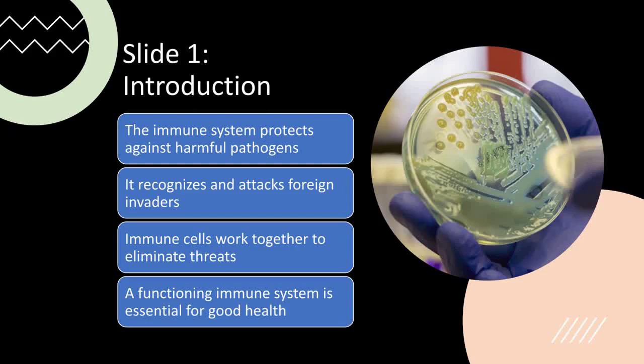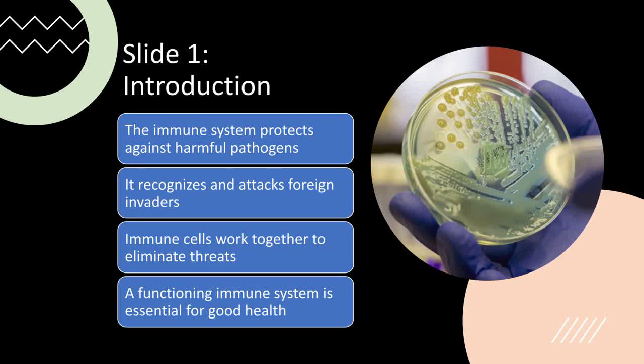Immune cells are responsible for eliminating threats, including viruses, bacteria, and other harmful microorganisms. They work together to identify and destroy these pathogens. A functioning immune system is essential for good health. It plays a critical role in preventing infections and diseases.